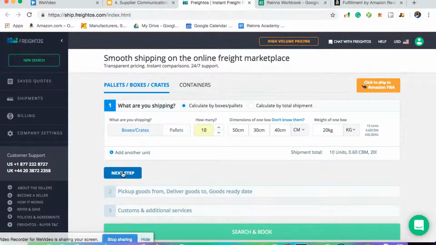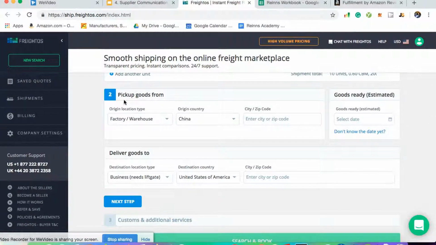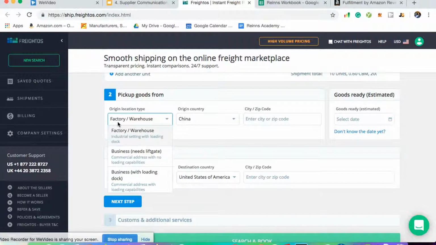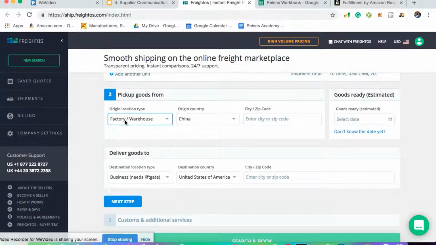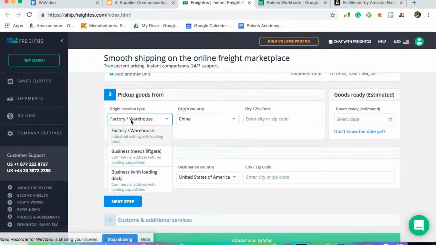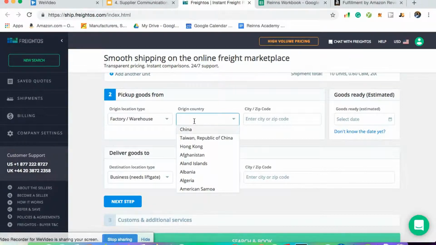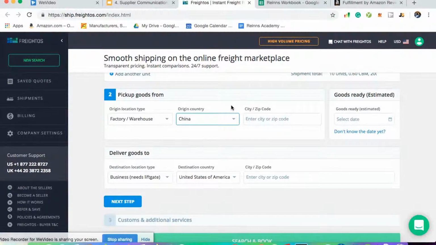The next step here is now, where are the goods being picked up from? So origin of location type, you have to fill out this here. This is where the Freightos guys, or the freight forwarders, are going to pick up the goods. So here, of course, it's the factory or the warehouse in China where the goods are being manufactured. So you always select the factory, warehouse, and then China here. You select China as the country of origin.